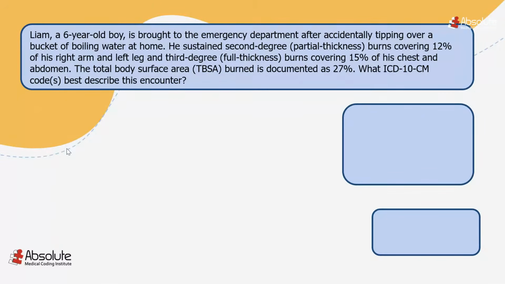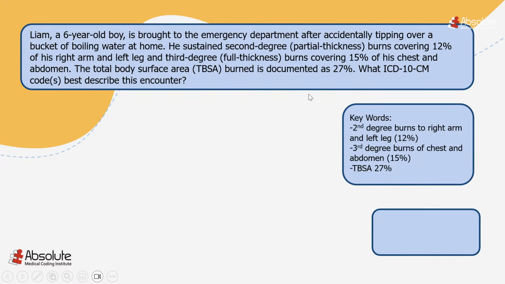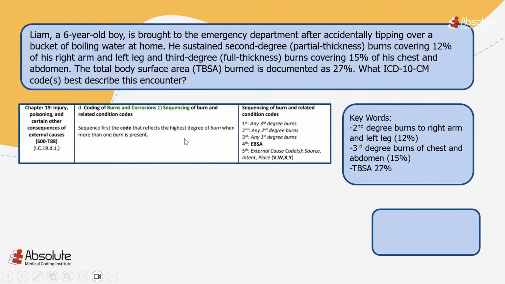Okay, so again, here is our scenario. And what we're taking out of here is going to be that second degree burn to the right arm and left leg, making up 12%. The third degree burn of chest and abdomen, making up that 15% for a total body surface area of 27%. So this is going to be our guideline we're going to be using, our IC19D1, so the sequencing of burns and related conditions.